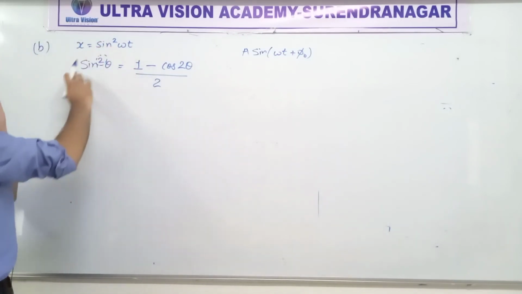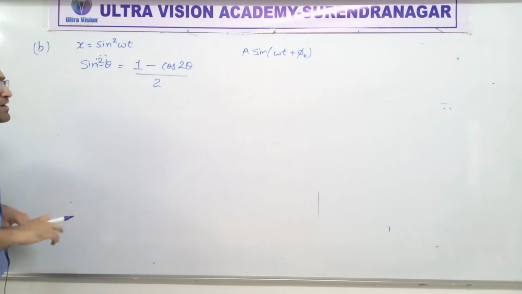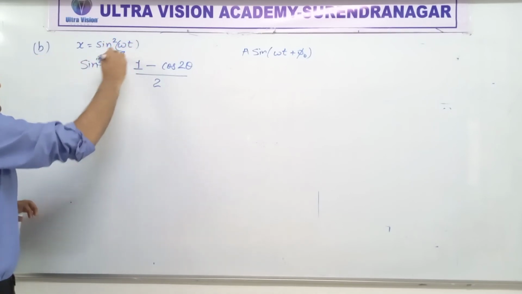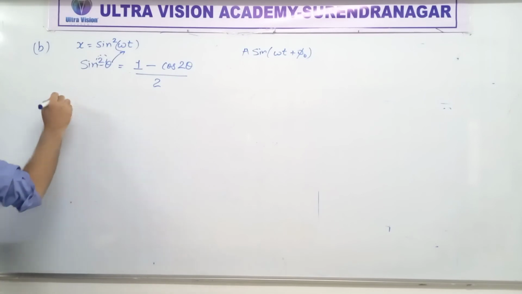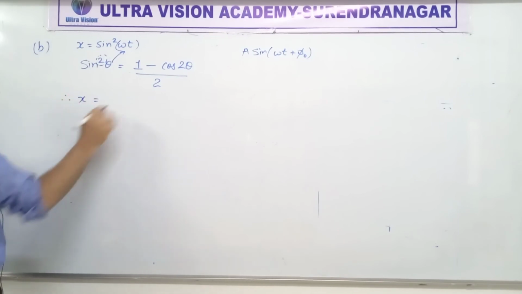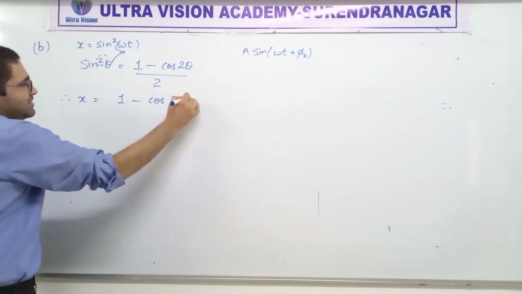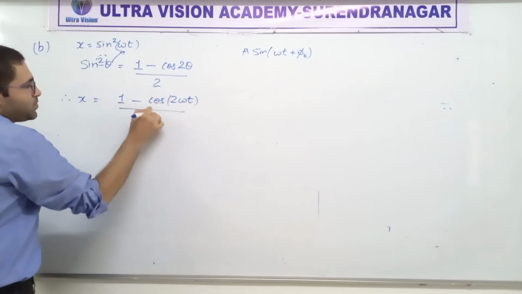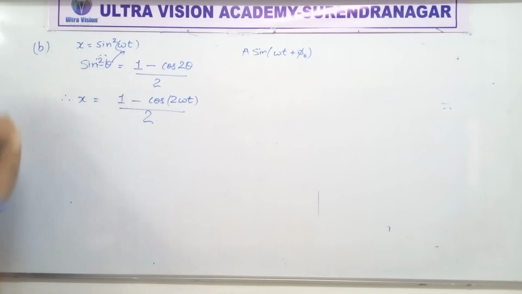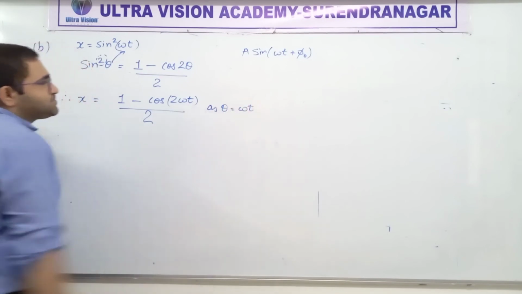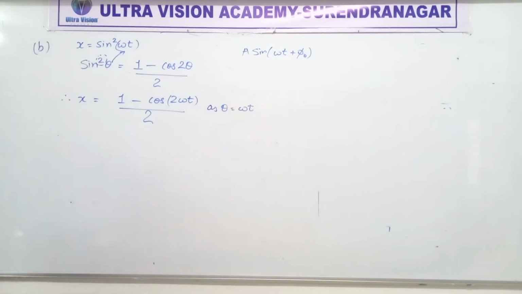So here we are getting sine squared theta is 1 minus cos 2 theta by 2. If I use that here, compare what is at theta's place: omega t. So I can write x equal to 1 minus cos 2 omega t upon 2. Is this step clear to you? Because theta is omega t. Clear or not clear?